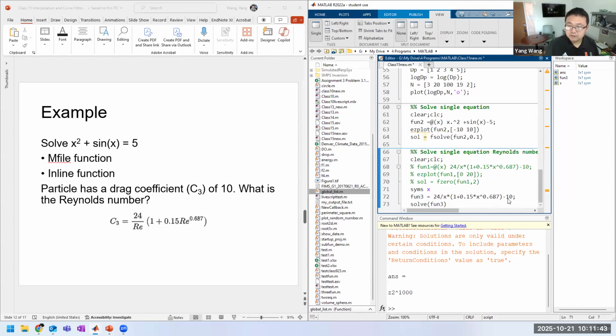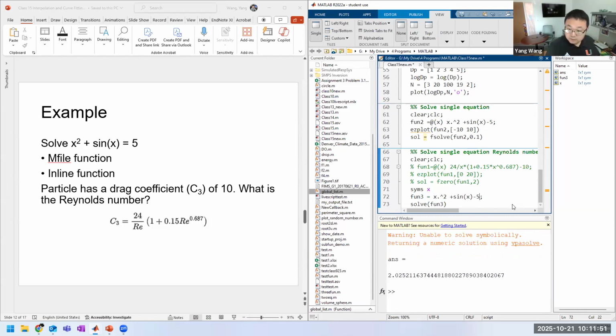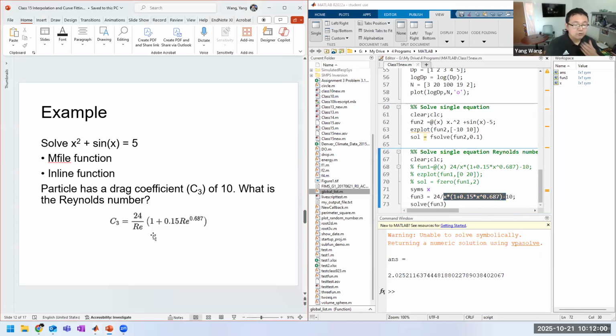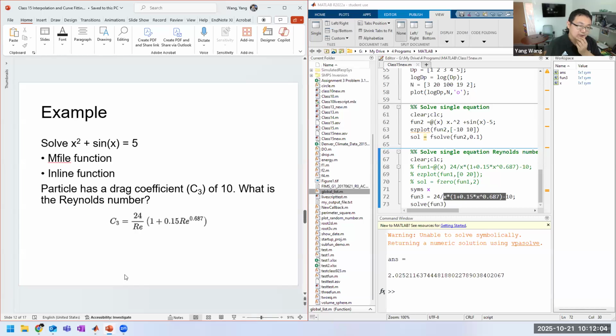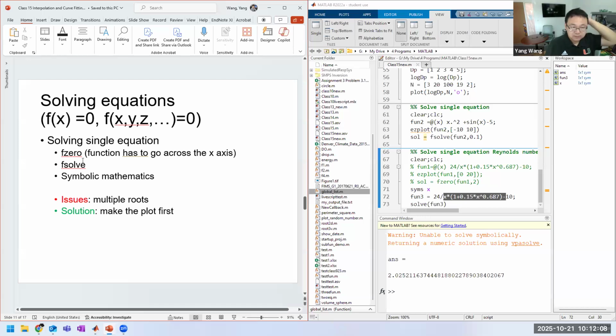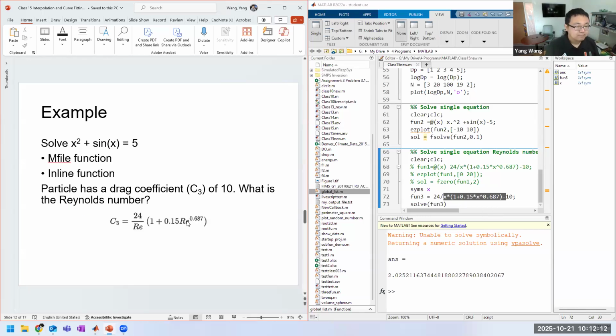Okay, let's try another function. So x to the power of 2. Try this one. Okay, it is giving you a value. So it looks like there could be something wrong with this equation. So maybe for more sophisticated equations, we cannot really use the symbolic mathematics. But you can see that, well, basically we can use the other one, f0, fsolve, to solve for these problems. Okay.